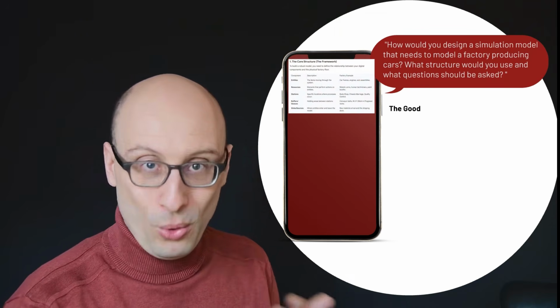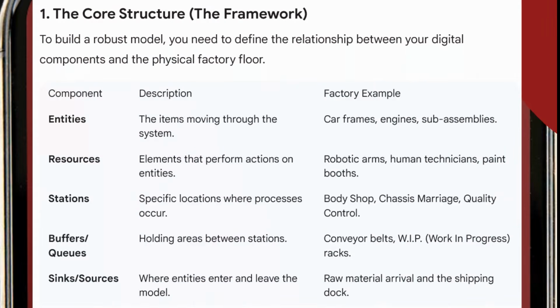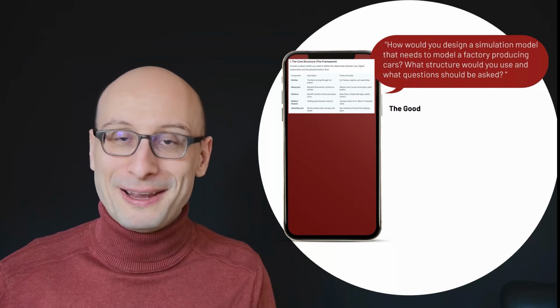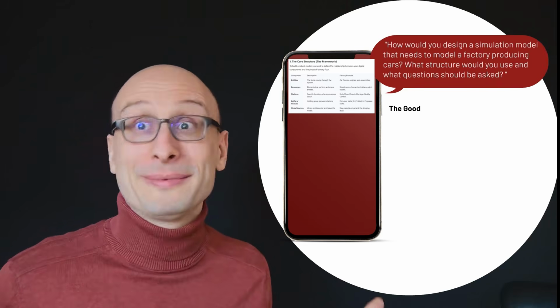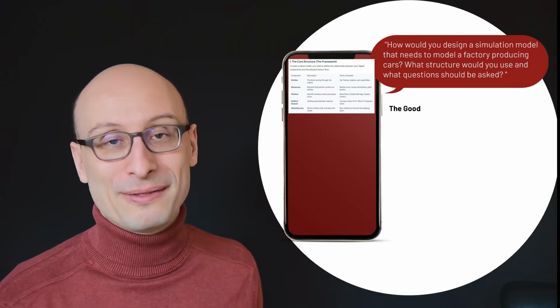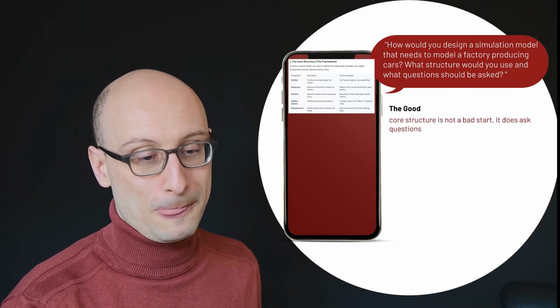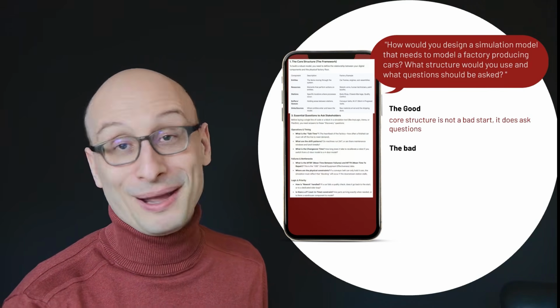It's not all bad, right? So it does actually tell us that there is a core structure to building such models. It maps entities to certain things in our factory. It maps other things to certain things in our factory, which is not entirely wrong, let's say. Let's be charitable. It's also not completely right. It really depends on the context. But okay, let's be charitable. It's not bad stuff, but it does get bad.